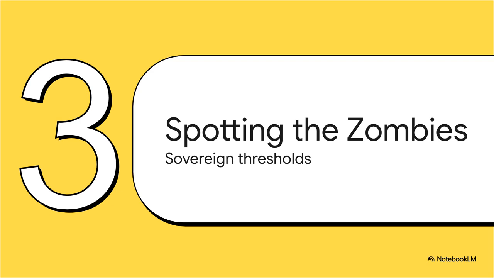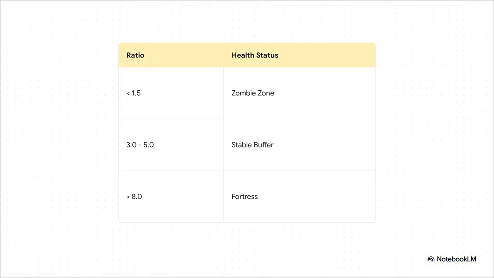Moving into Section 3, spotting the zombies. Establishing those sovereign thresholds. Now we enter the categorization phase of the battlefield. This is where we let the data tell us exactly what kind of entity we are dealing with.